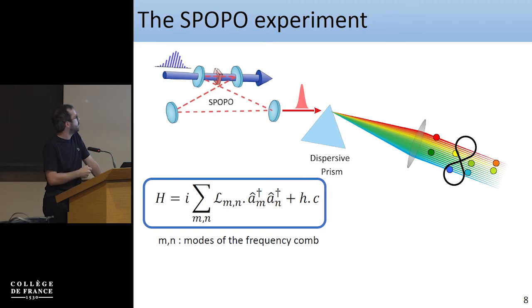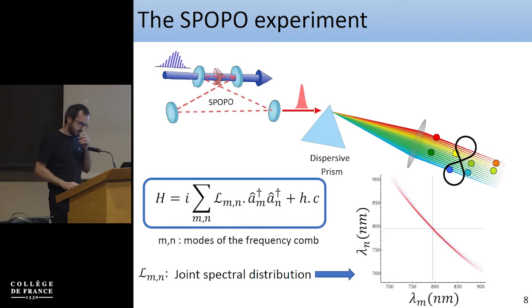And here I have these two correlation operators. And L here is a matrix. We call it the joint spectral distribution, and it acts like a probability to create these two modes. It comes from a calculation of this distribution with the settings of our experiment, and it depends on the wavelength of mode N and the wavelength of mode M.